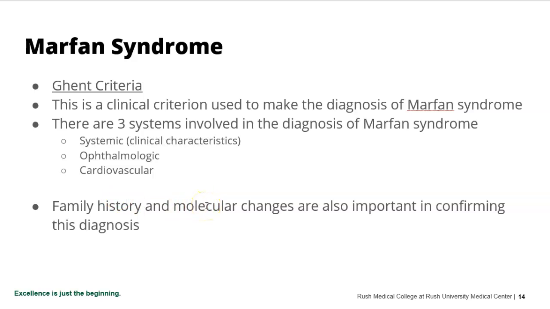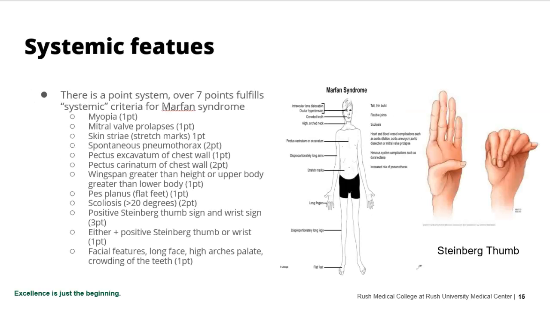There are 3 components to the Ghent criteria: systemic features, ophthalmologic, and cardiovascular. A family history of molecular change in the FBN1 gene are also important in making this diagnosis. So systemic features, there's a point system, and if you have over 7 points, it fulfills the systemic criteria for Marfan syndrome. So having myopia, you get a point. Mitral valve prolapse, you get a point. Stretchy skin, you get a point. Spontaneous pneumothorax, you actually get 2 points.